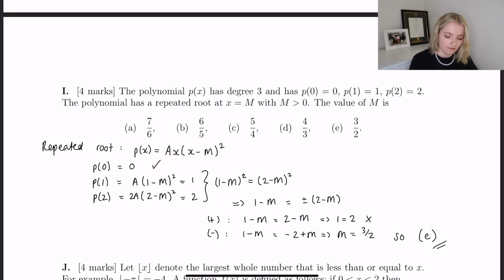So we can write p of x in this format by noticing two things: that we have a repeated root at x equals m, and also taking advantage of the fact that p at x equals 0 is 0. Now all that's left to do is substitute x equals 1 and x equals 2 in, because we're told what p is at those values, and that's what we do here. We essentially find two equations in terms of a and m. Because they're simultaneous equations, we can rewrite them and eliminate a, which is what we do.